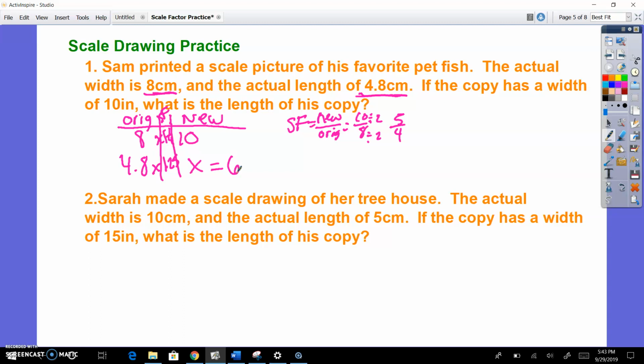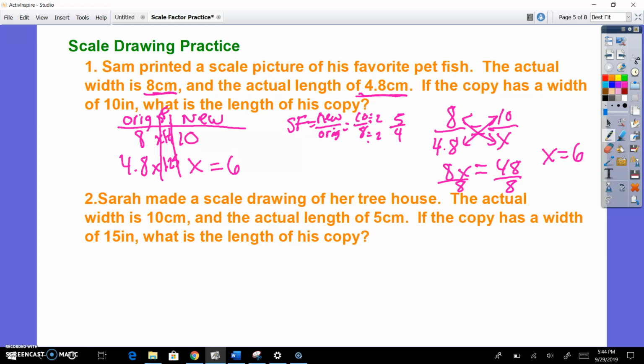Or you could have set it up as a proportion. So even the table helps us with that. It'd be 8 over 4.8 equals 10 over x. Cross multiply is 8x. Cross multiply, 10 times 4.8 gives me 48. And divide both sides by 8. So x is equal to 6.